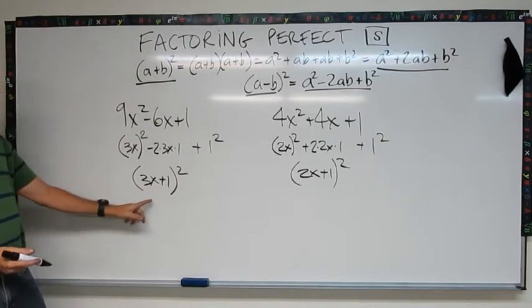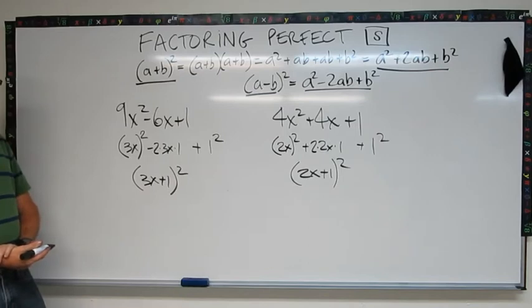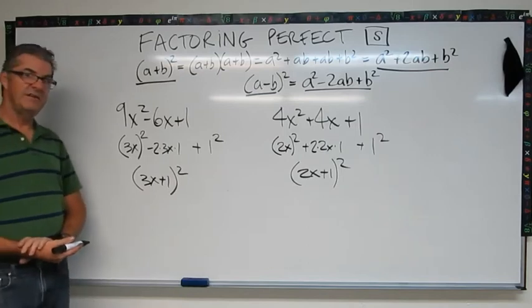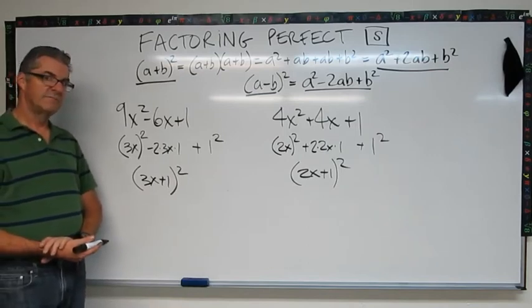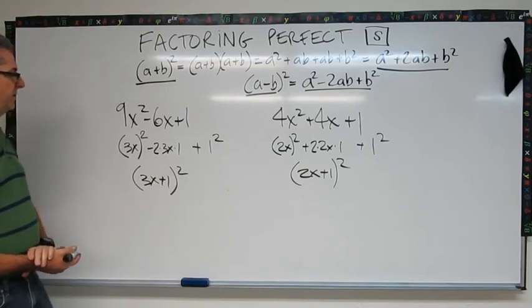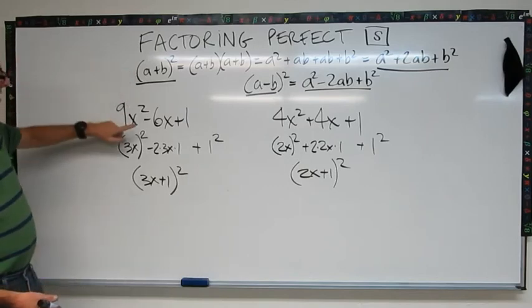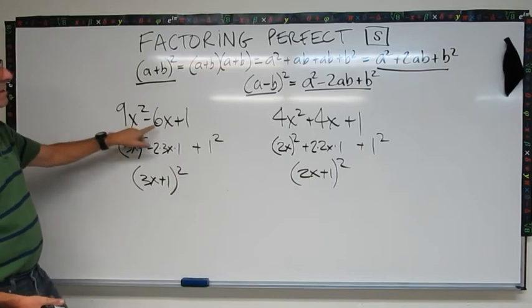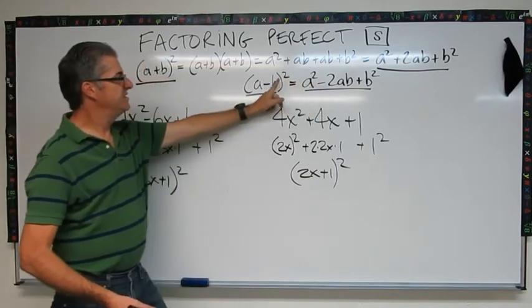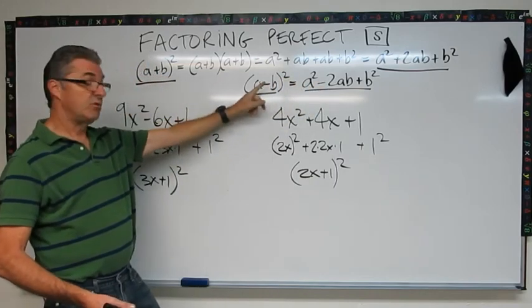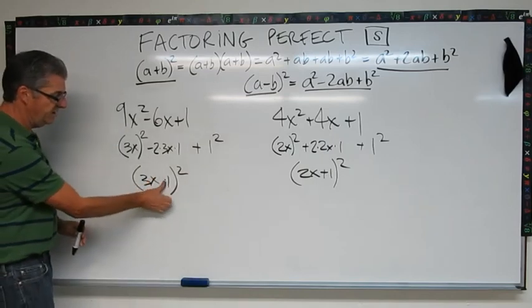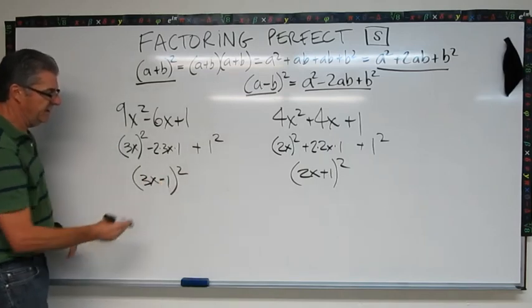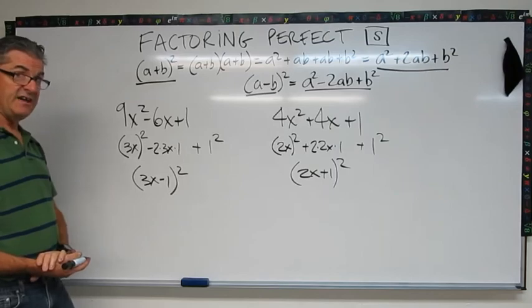Now I have a mistake over here. Did you catch it the first time around? If not, take a peek. What's wrong? Check it out. I have a minus in the middle. Minus in the middle. That means I have a minus in my square. So this should be minus 1. If you caught that, good job.